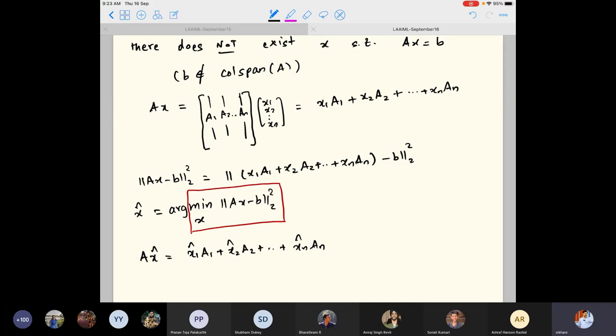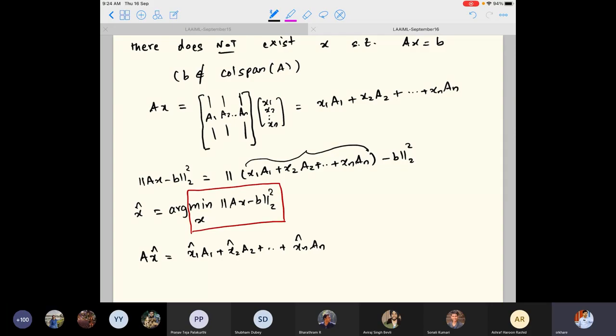So I look at all possible linear combinations of columns of A. If B were belonging to the column span of A, then there would exist at least one linear combination of columns of A such that Ax will be equal to B. So this residual will be equal to 0, and you get 0 as the minimum value for norm Ax minus B whole square. That is the case when the solution exists. But if the solution does not exist, then no linear combination of columns of A will give you B, right?